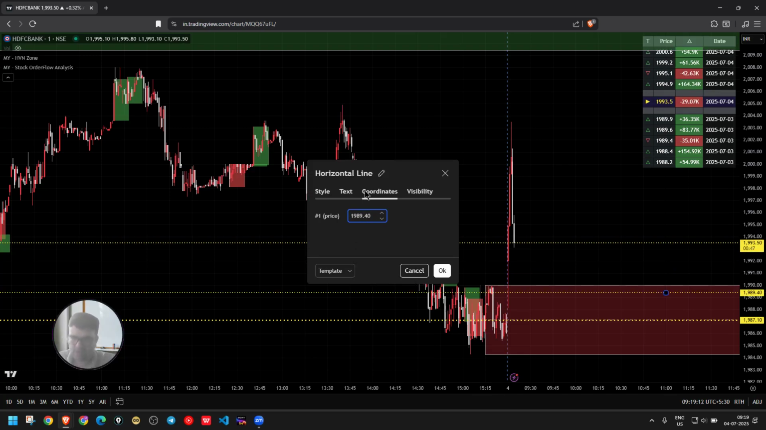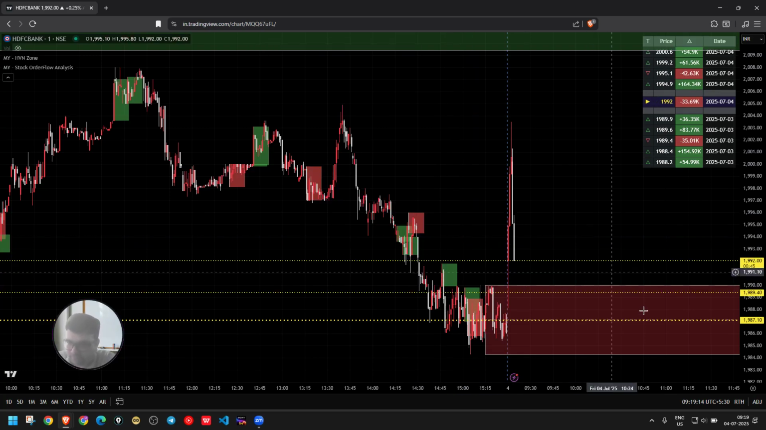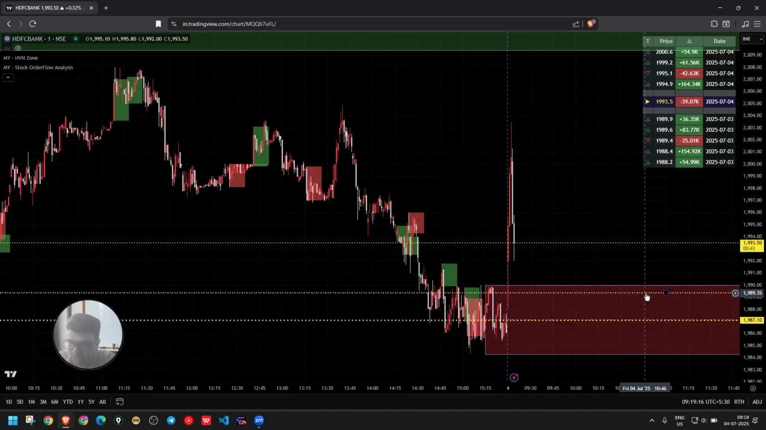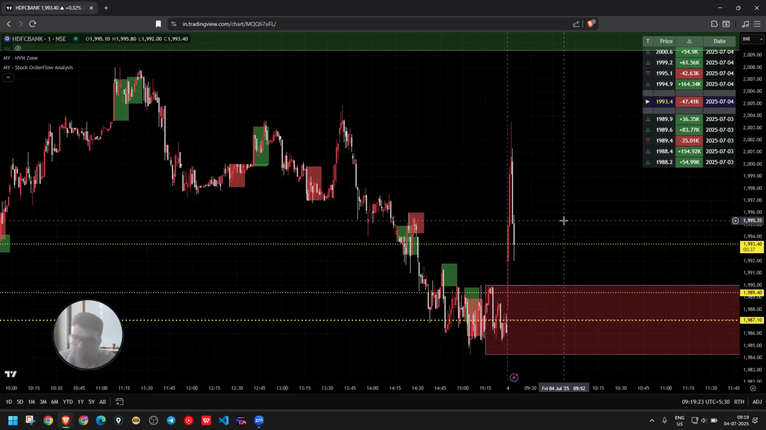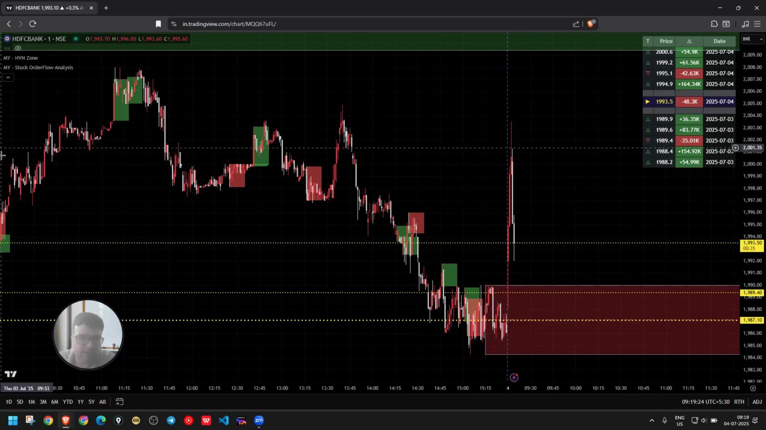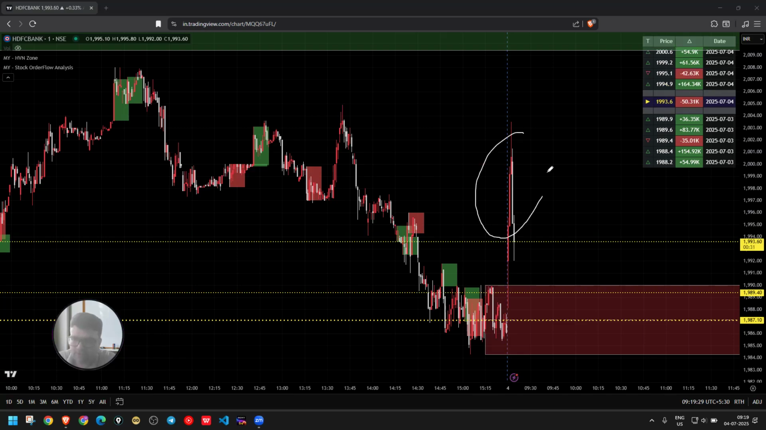1989.4. Okay, so for me, this is the zone, or this is the price where I'll be looking to enter. As the price is dropping, I'm just coolly and calmly waiting, right? So this clearly helps you not to get trapped.